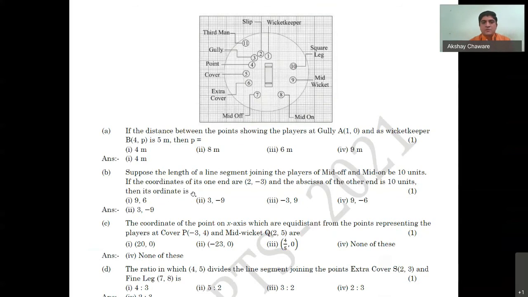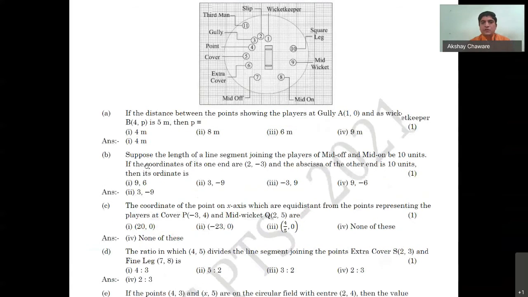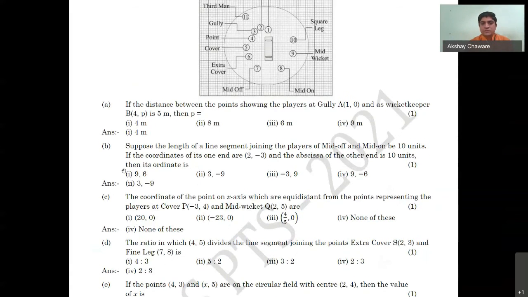Let's see, the first question: if the distance between the points showing the players at gully A and wicket keeper B, 4, P is 5 meter, then find the value of P. In this question, two points A and B are given, their coordinates are given, the distance between these 2 points is given, and we have to find the value of P. So we will use the distance formula here, and easily we will get the value of P, and that is 4 meter. So the concept is to use the distance formula only.